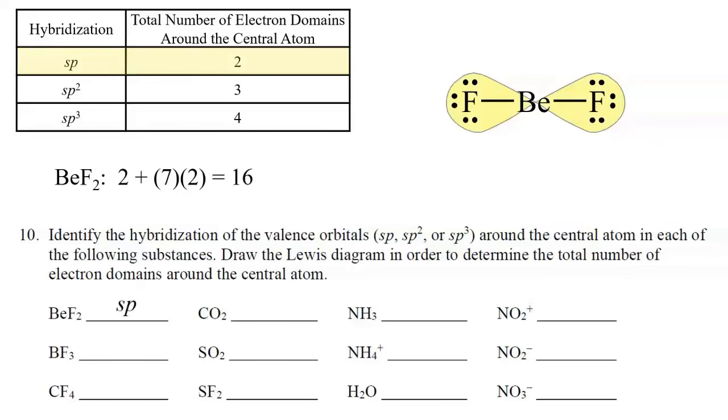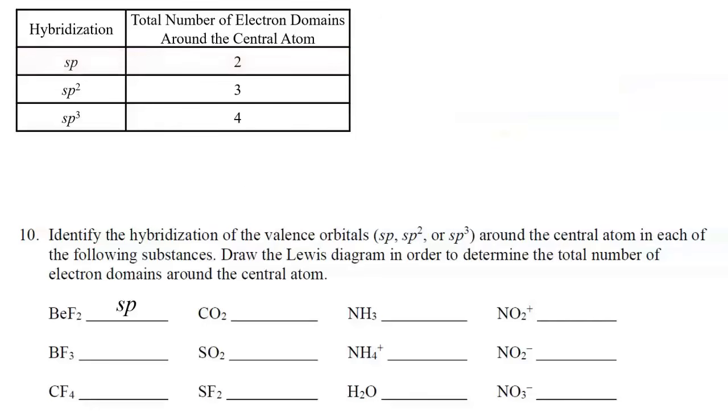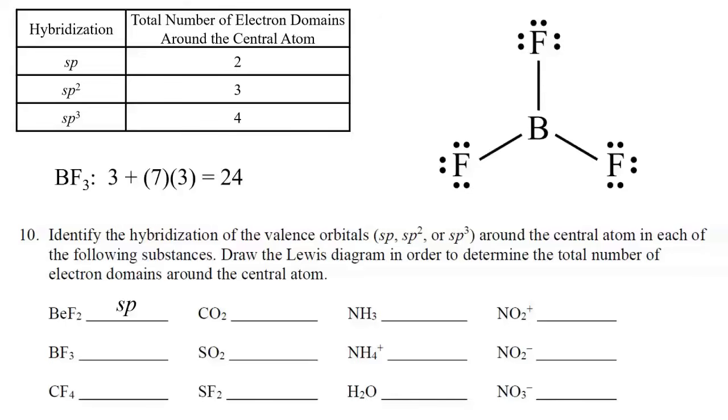So that's how it works for all of these examples. Count the number of electron domains around the central atom, and then that will give you the answer for the hybridization. So BF3, another exception to the octet rule because it does not have a complete octet, 3 for boron, plus 7 for fluorine, times 3, that would be 24 valence electrons, 3 electron domains. Therefore, the hybridization of the central atom is sp2.